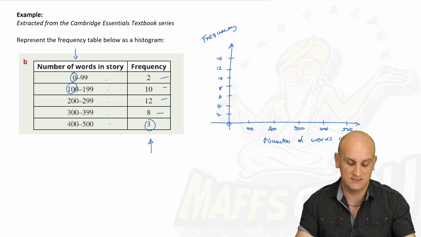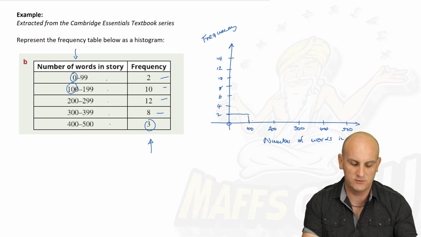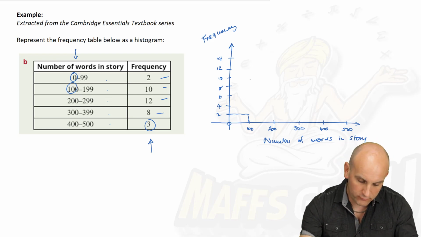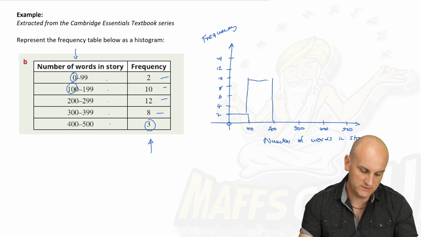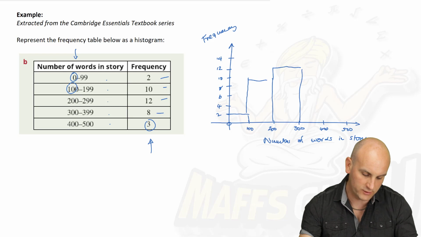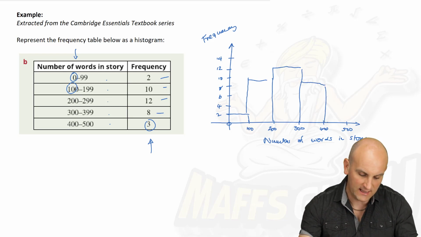The easy stuff is to follow, because I'm just going to make my bars the right height. So the first one between 0 and 99.99, or 0 and 99, is 2 high. Between 100 and 199 is 10 high. So there we go, there's my bar. That doesn't necessarily look particularly great. 200 and 300 or 299. That high. 300 to 399 is 8, which is this high. And the last one is 3 high, which is there.